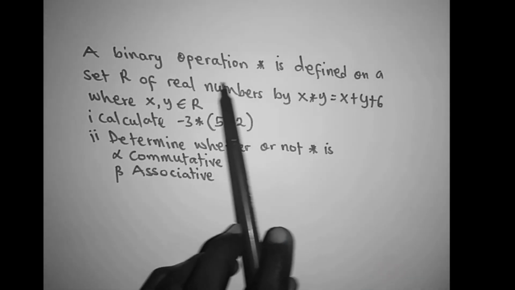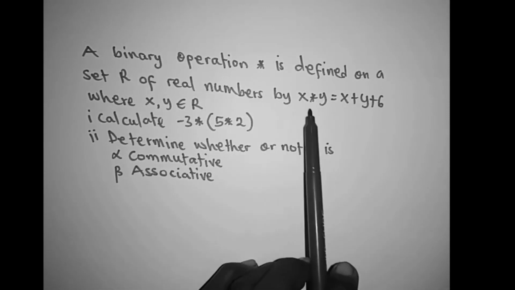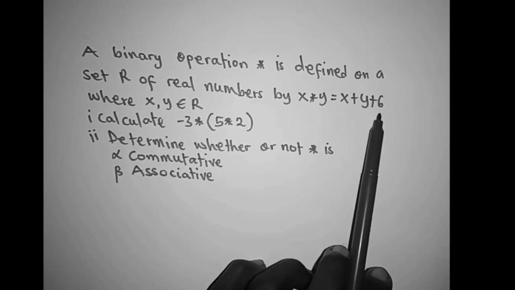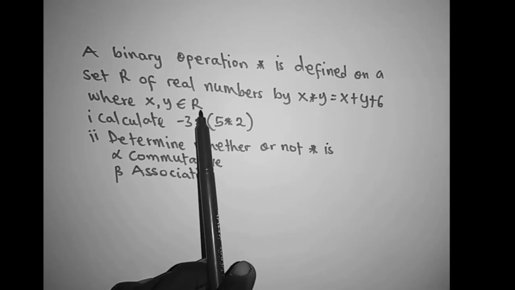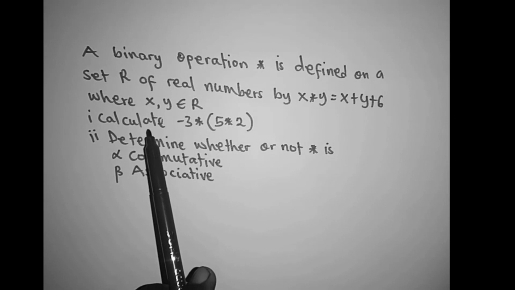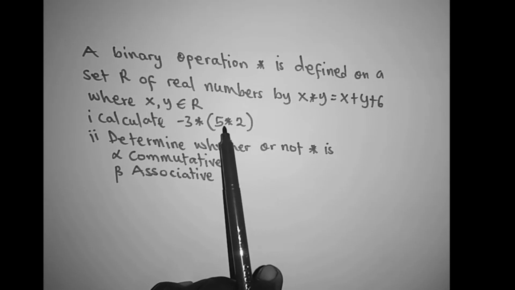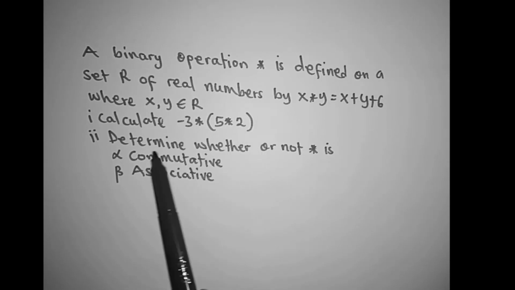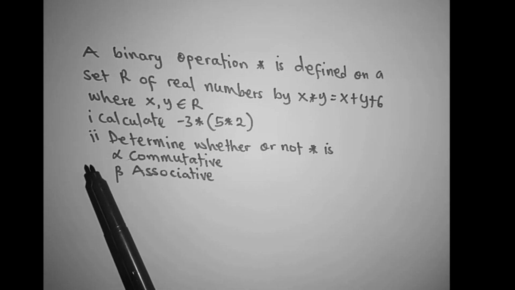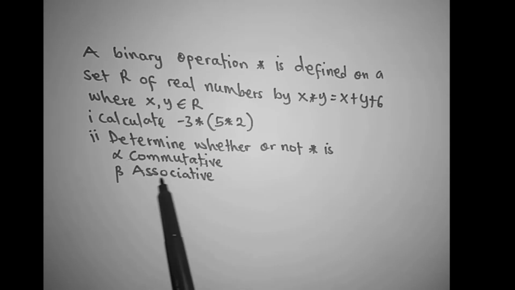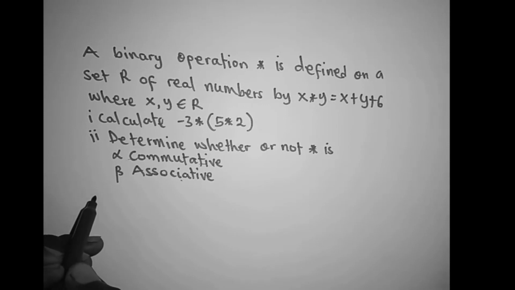A binary operation is defined on a set of real numbers by x operation y equals x plus y plus 6, where x, y, z are all real numbers. Now, the first part is we are supposed to calculate minus 3 operation 5 operation 2. And then the second part, we are supposed to determine whether or not the operation is (alpha) commutative and (beta) associative. So let's start with the I portion.